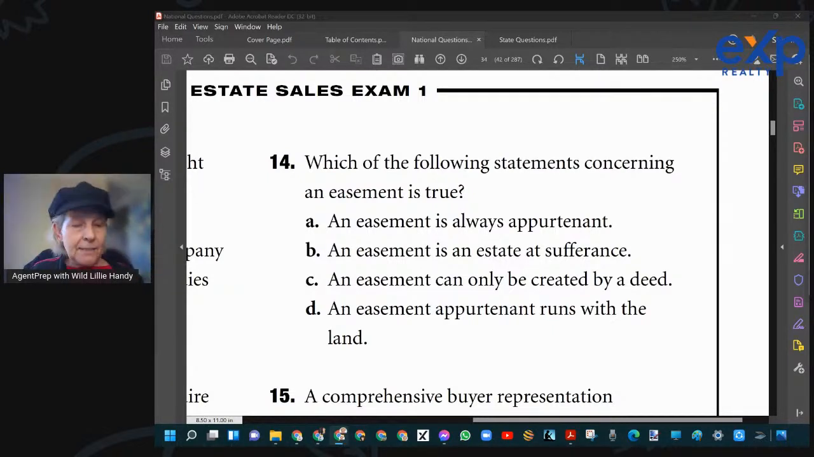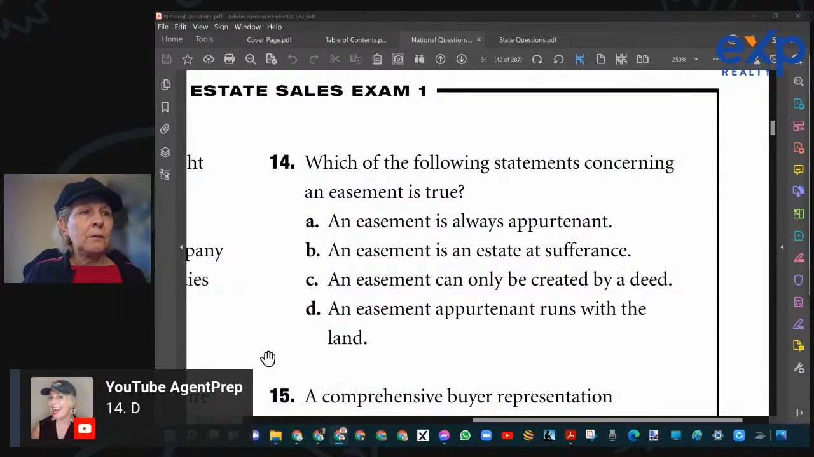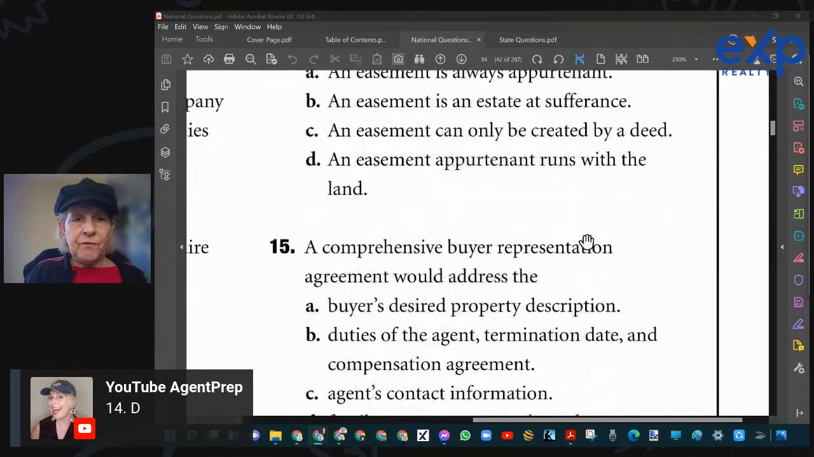All right, yes, the answer is D. An easement appurtenant, it runs with the land. Okay, so I just want to let everybody know, anybody that's coming in, we're doing national exam questions, and question number 14 on exam number 1 is 14D. Very good. All right, number 15.